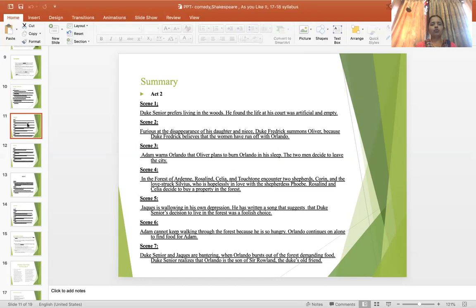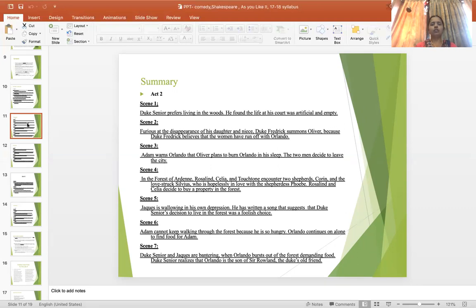In Act 2, Duke Senior prefers living in the woods. He found the life at his court was artificial and empty. He really enjoyed his life in the woods. Furious at the disappearance of his daughter and niece, Duke Frederick summons Oliver, because Duke Frederick believes that the women have run off with Orlando.